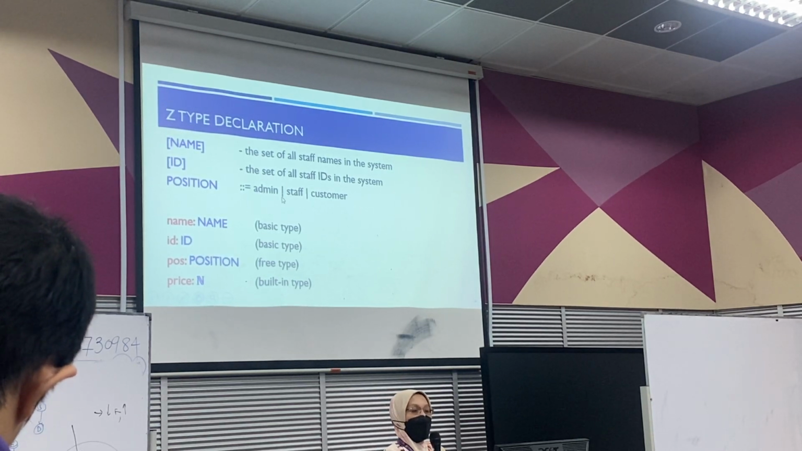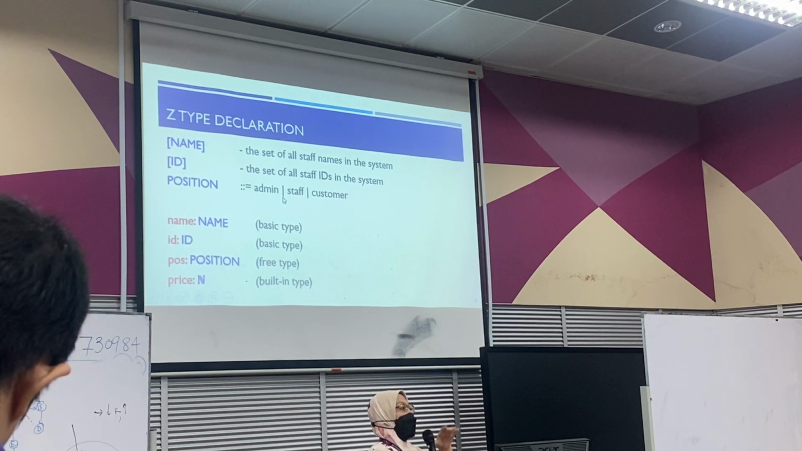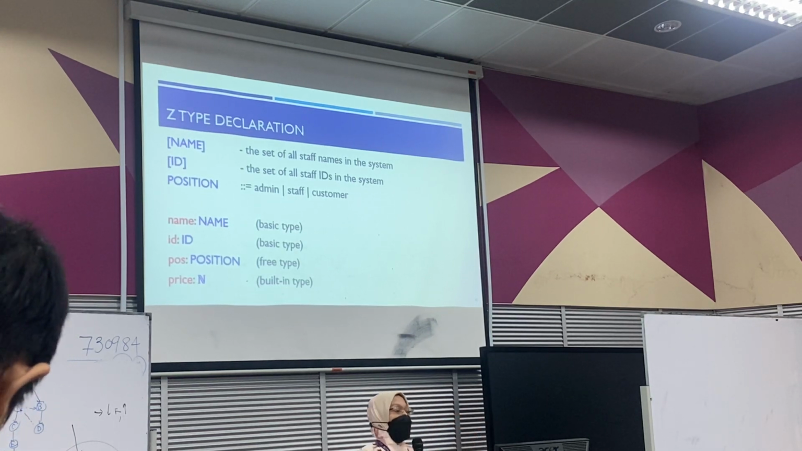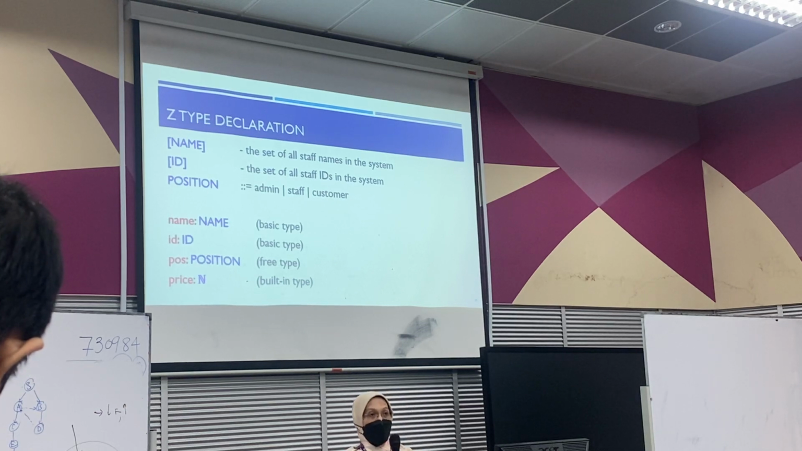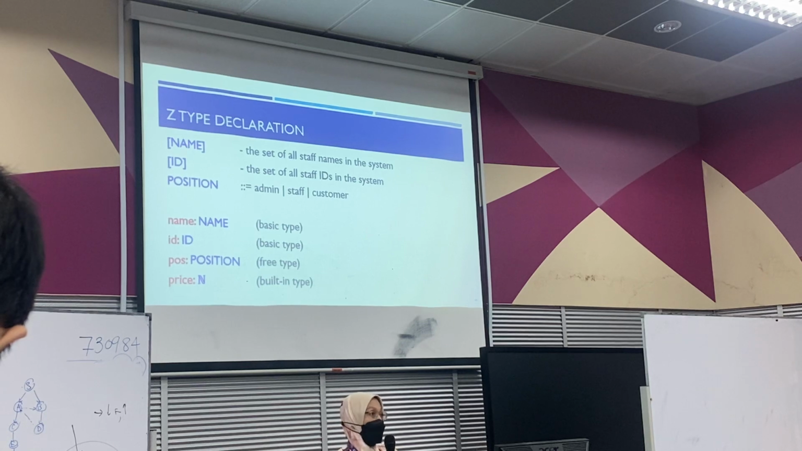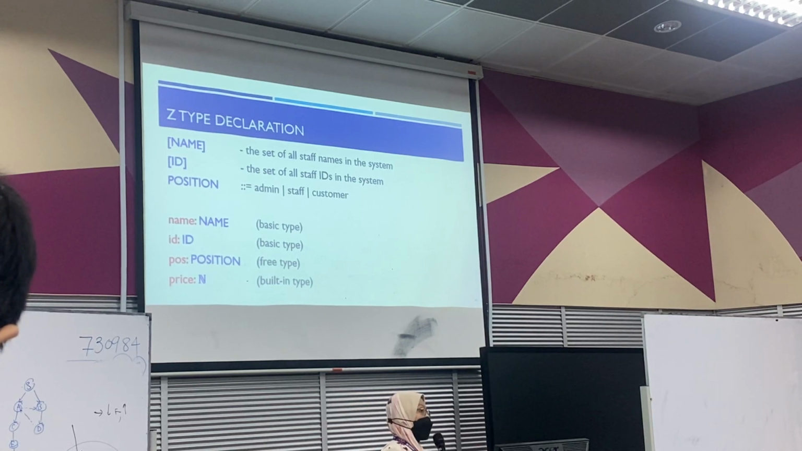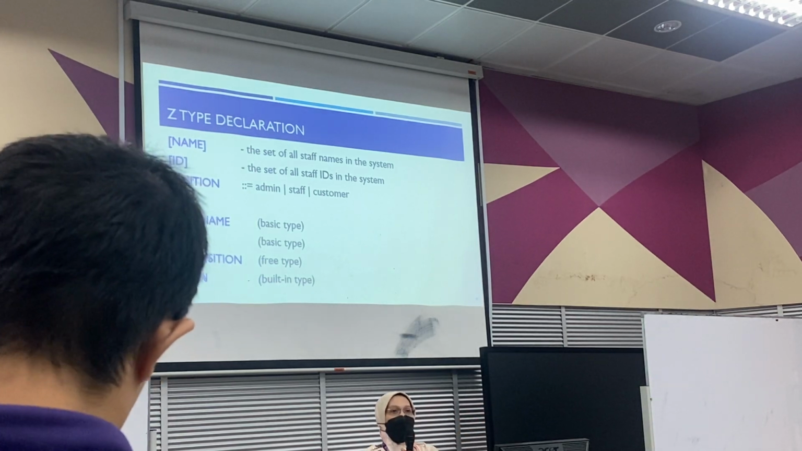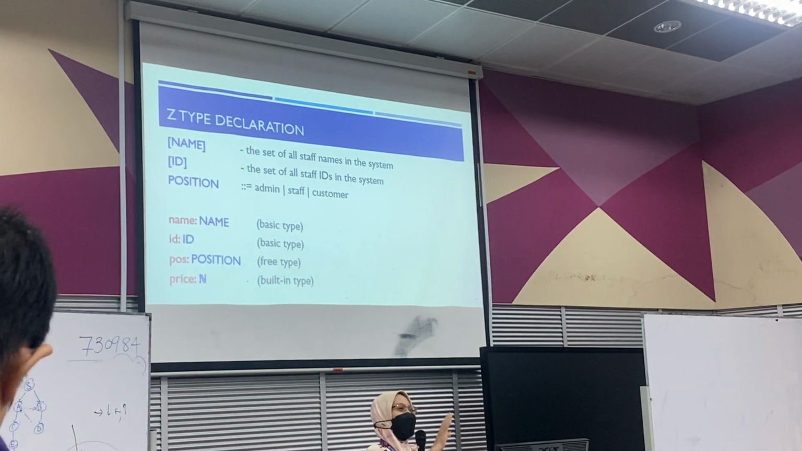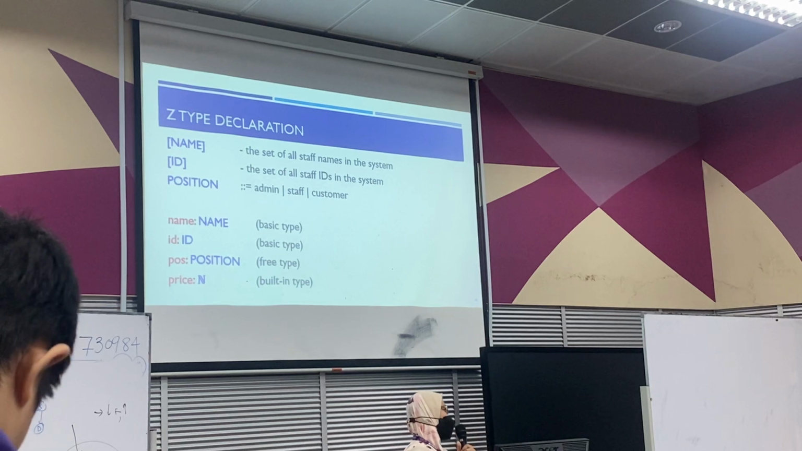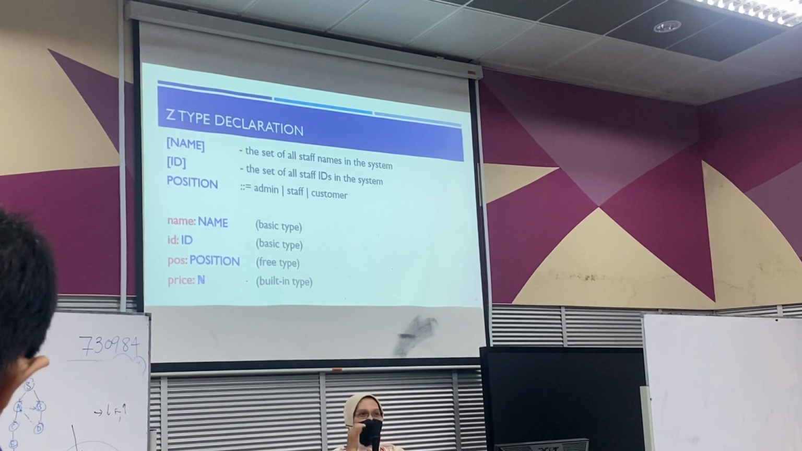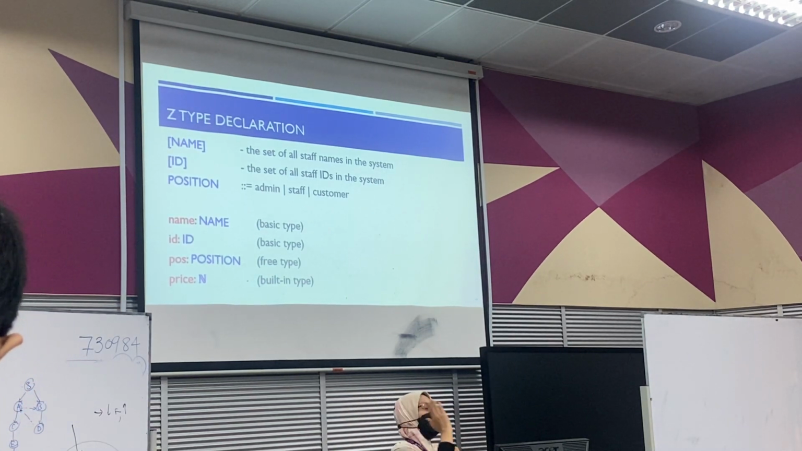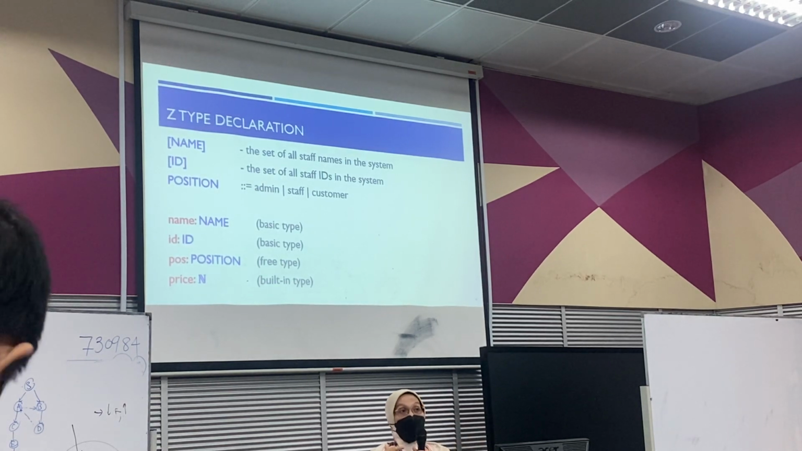Then I have a branch separator, meaning that the position of my staff, either admin or staff or customer, for example, is either one. You cannot have two at the same time. So either one only. It's like gender. Let's say you want to check the gender, female or male. Don't put others also. In Malaysia, we are not accepting others. So put female or male only for gender, for your system. So you can use free type to represent.